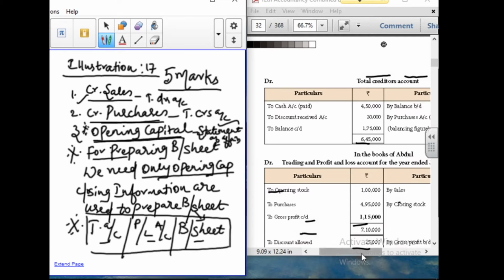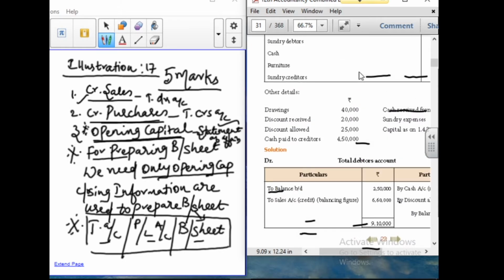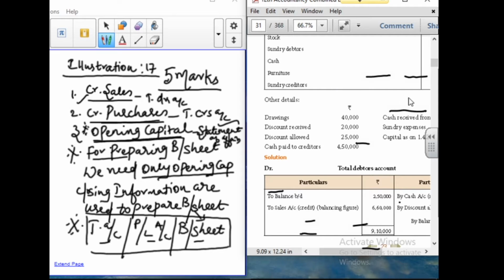So we are going to find out the total debtors account. Total debtors account is opening. It starts with only by balance brought down. Where does this brought down appear? Just look into the question. This brought down here, sundry creditors, the amount is given.